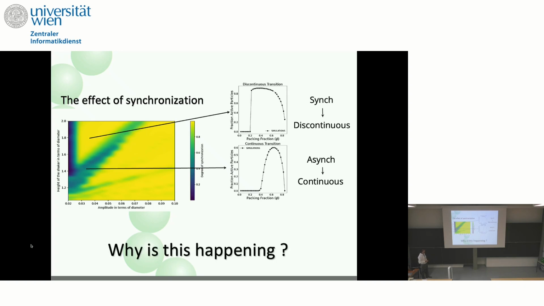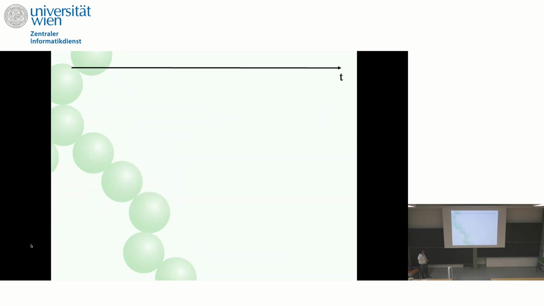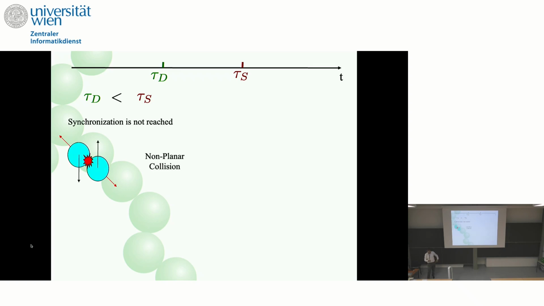And the reason why you get this is pretty simple, because now you have two time scales. You have a time scale tau d, which is the time of the next collision, and a time tau s, which is the time it takes to synchronize. So there are two regimes. One is when the collision happens before the synchronization. This means the particles are not synchronized with the plate, so most of the collisions are not planar, and there is a huge injection of energy into the system. There is a large Z to XY energy transfer.